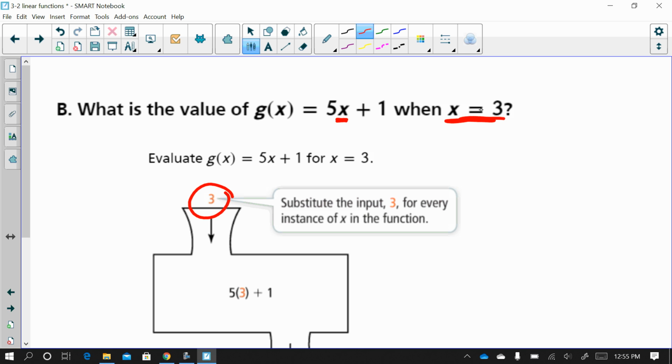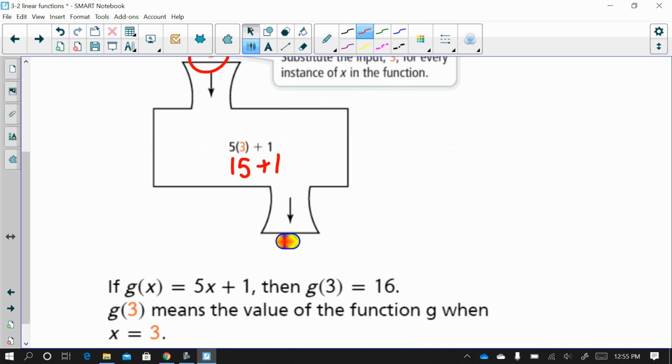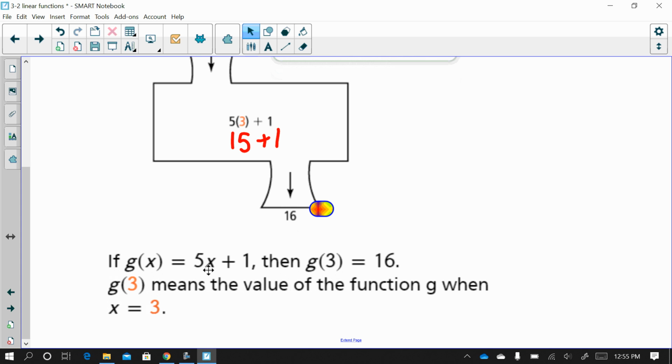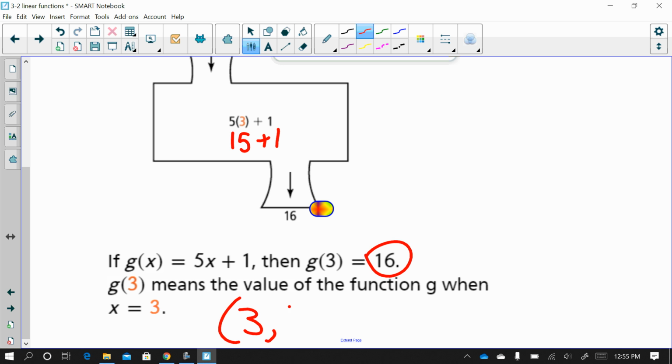So this is my input, and I replace it anywhere I see an x. Instead of 5x plus 1, I'm going to say 5 times 3 plus 1. So what is 5 times 3? 15 plus 1 gives me 16. So my output is 16. So g of x equals 5x plus 1, and then g of 3 is equal to 16. g of 3 means the value of the function g when x equals 3. You can think of this as an ordered pair. x is 3, and what we get out, the 16, is my y value.